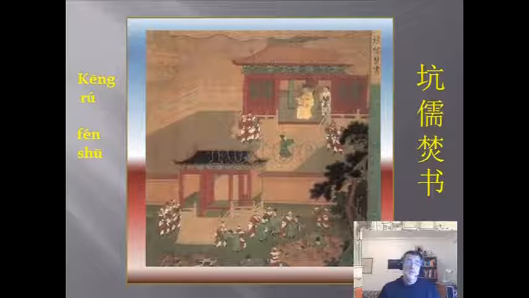So the emperor, being a pragmatic person, basically made it very clear that if you opposed him, he would kill you, and that's what he did to many of the Confucian scholars that opposed him. The Fen Shu was also, in a sense, a break with the past, so he burned a lot of the historical texts. He ordered them to be burned.